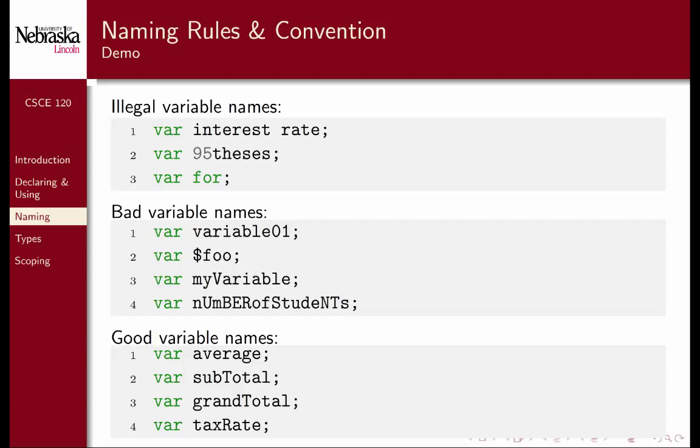Bad variable names would include cryptic variable names like variable 01, or nonsensical words like foo, or my variable. It's also bad to mix your casing, so number of students with some letters uppercase and some letters lowercase would also be bad. Good variable names follow the conventions that we mentioned before. Average, subtotal, grand total, tax rate, all following the lower camel case convention.